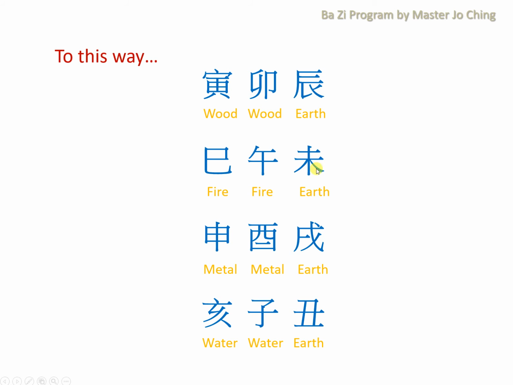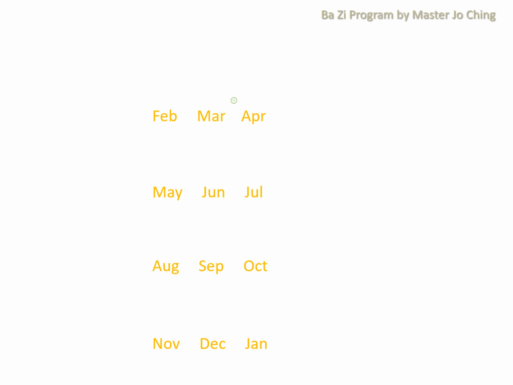辰, 未, 戌, 丑. Okay? The animal signs are dragon, goat, dog, and ox. And you can see that the earth element acts like a transition, like a comma or a full stop for every season. Let me show you this. You can present them in this manner to tie in with your Gregorian calendar.